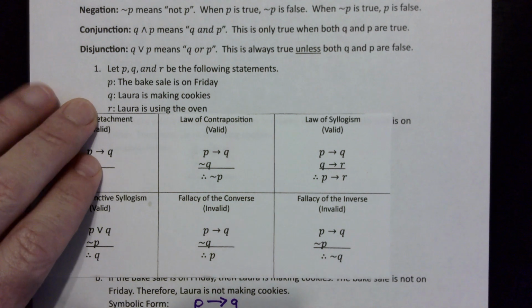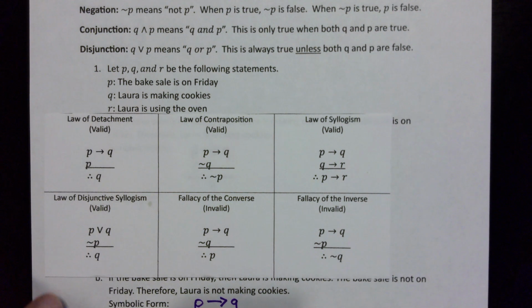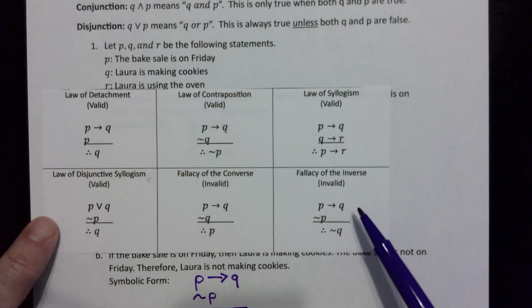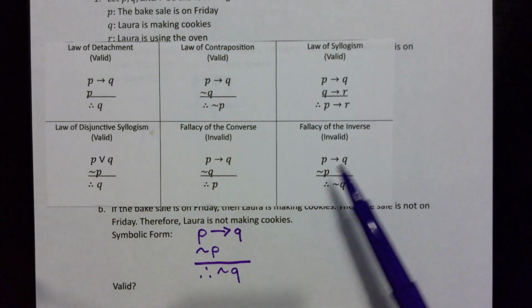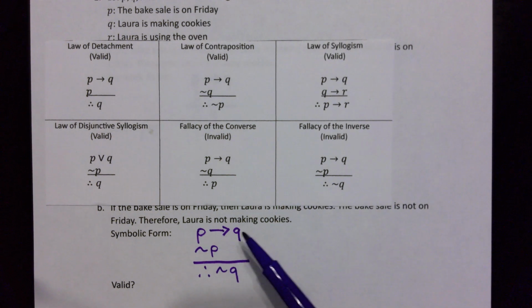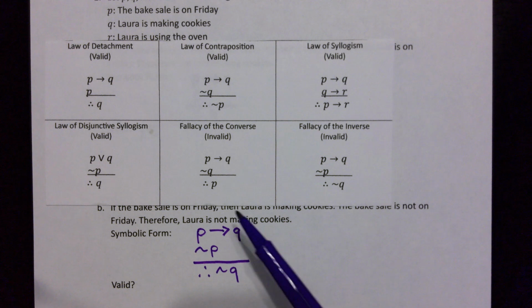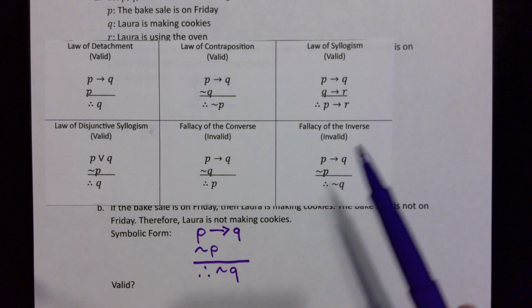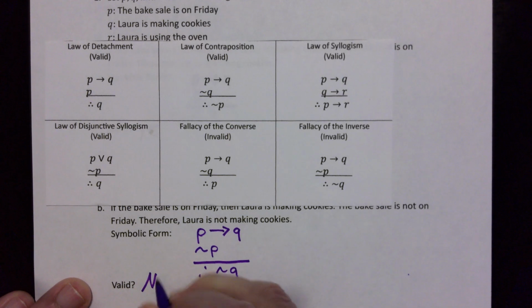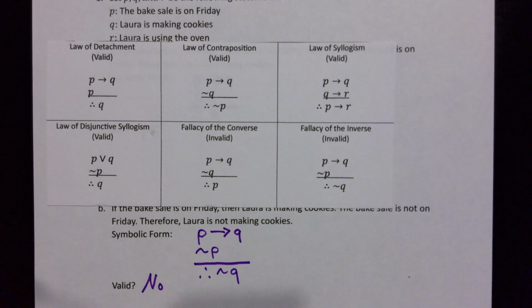Okay, so is that one true? Do we see that one up there anywhere? Yes, we do. We see it right here. I was out of screen there for a second. So P goes to Q. If P, then Q, not P, then not Q. That's the statement we were given, and it's the fallacy of the inverse. So no, that is not valid. Okay, let's take a look at another one.